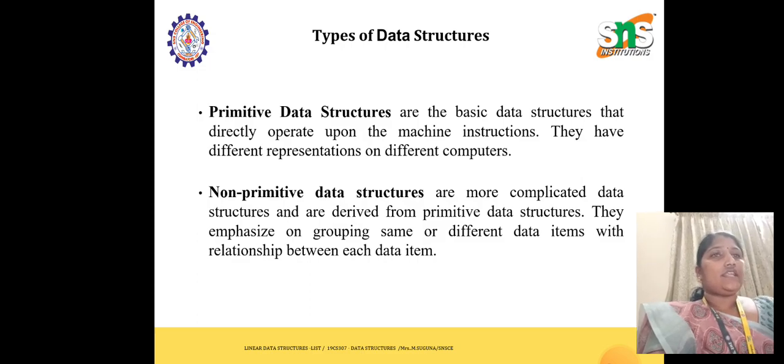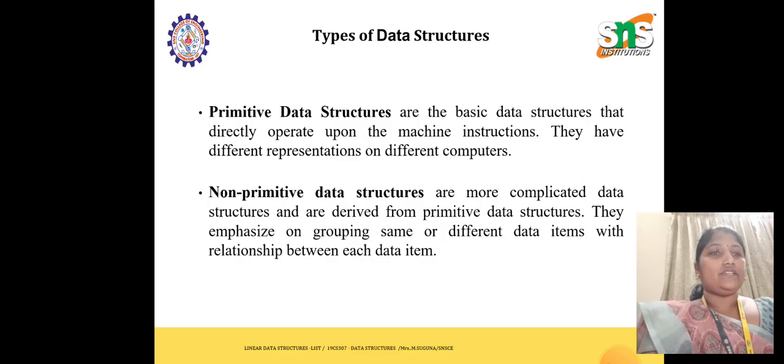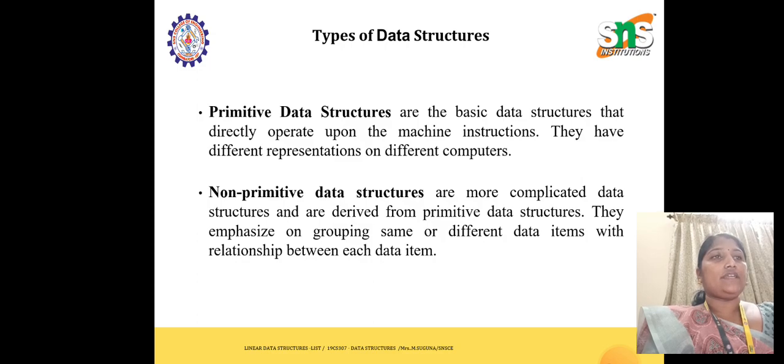We have integer, float, character, and pointers. They are all primitive data structures. These are very simple data types provided by the programming language and are typically used to represent a single value. So all these, integer, float, character, and pointers, come under primitive data structures.